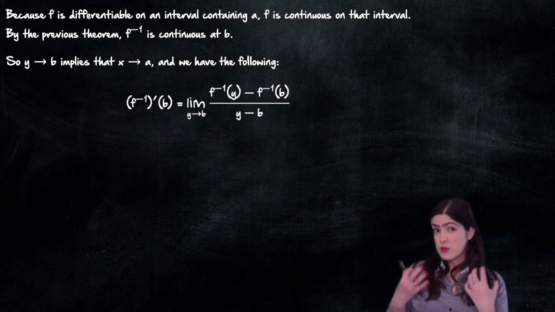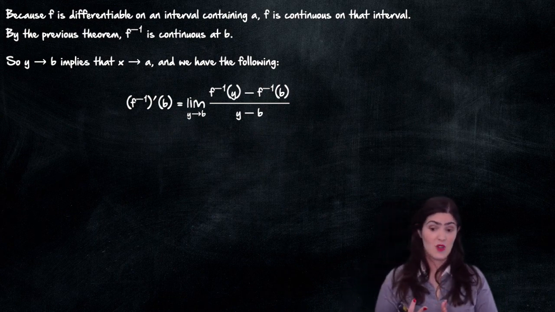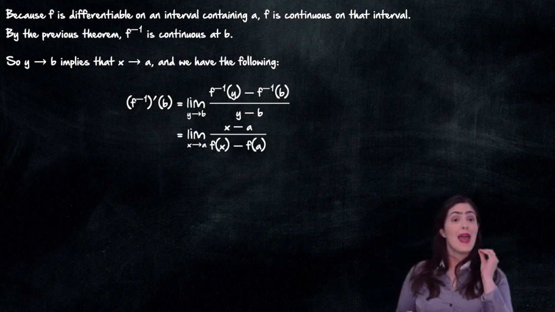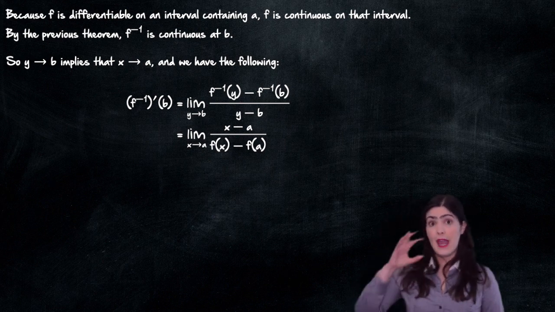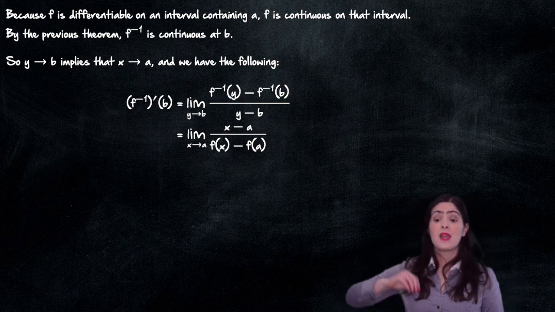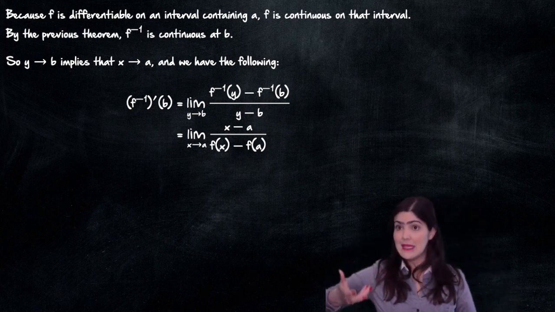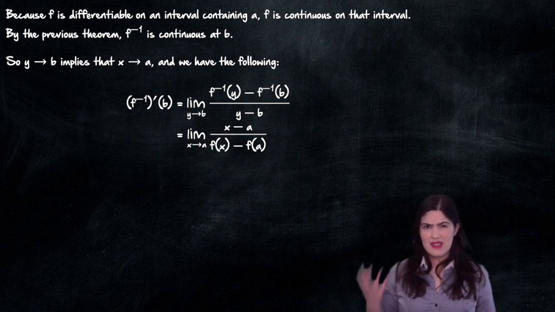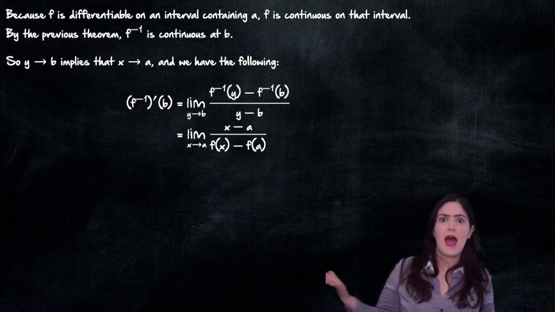that f inverse prime of b, which we said was the limit as y approaches b of f inverse of y minus f inverse of b over y minus b, is equal to the limit as x approaches a of x minus a over f of x minus f of a. Here, thinking f of x is equal to y, that means that f inverse of y is x. f of a is equal to b, and f inverse of b is equal to a. So that's how we ended up with this. But now I'm going to massage this expression a bit to make that derivative of f happen somehow.